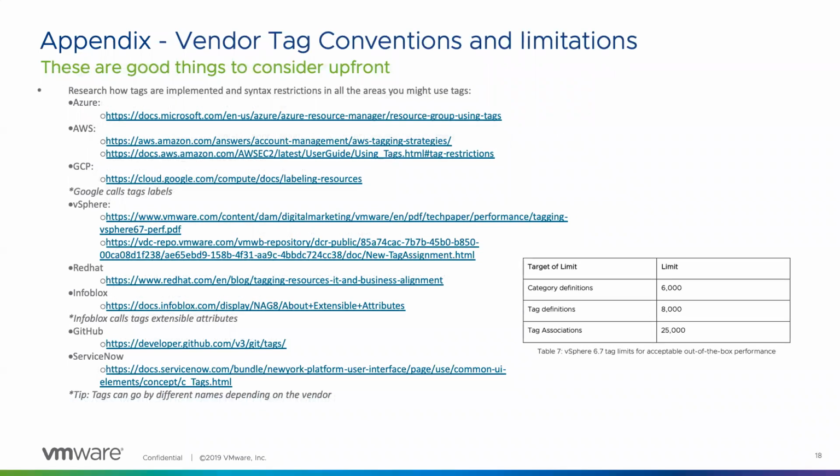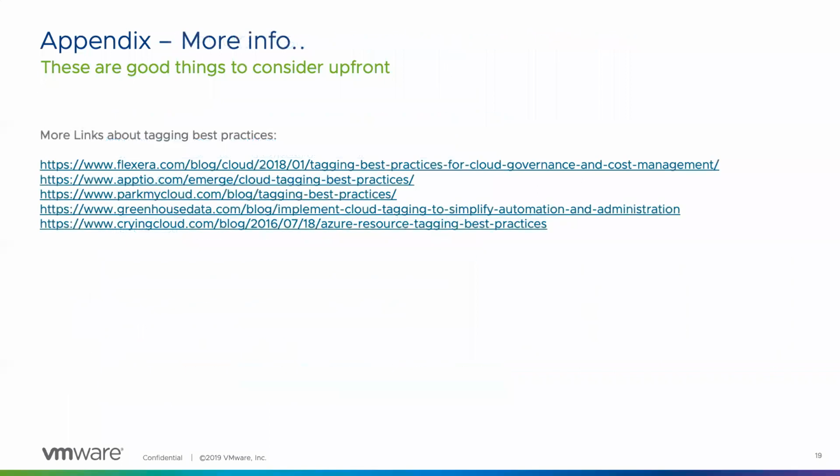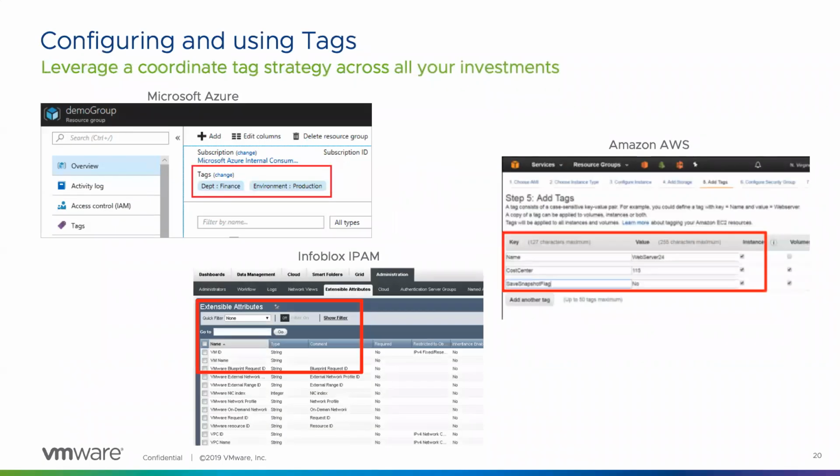Here's some links that speak to how tags are implemented across a lot of common tooling. It's good to read up on how these tags are implemented as part of your tag strategy. We also have some more information here. Also wanted to show how tags are implemented in Azure, AWS, Infoblox. You could see the tags sometimes go by different names.